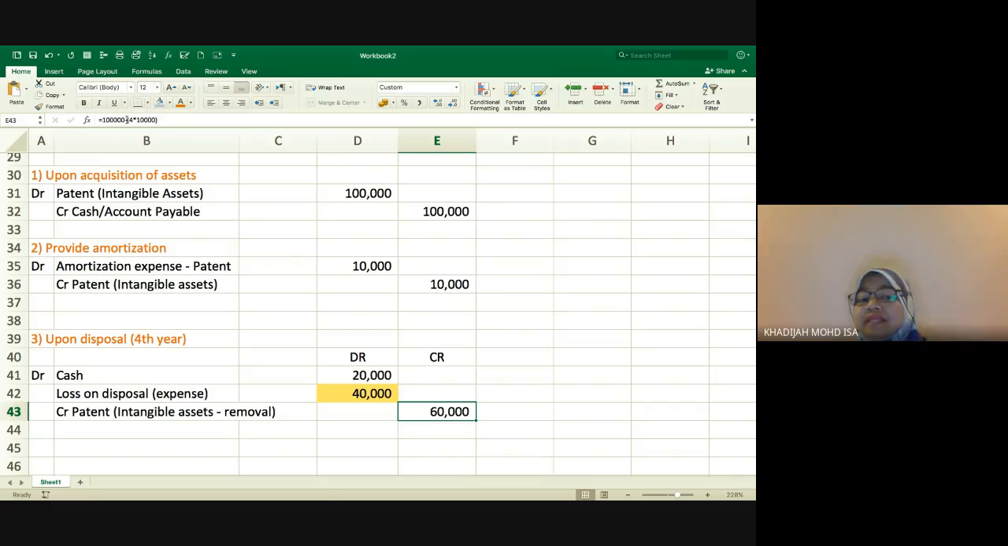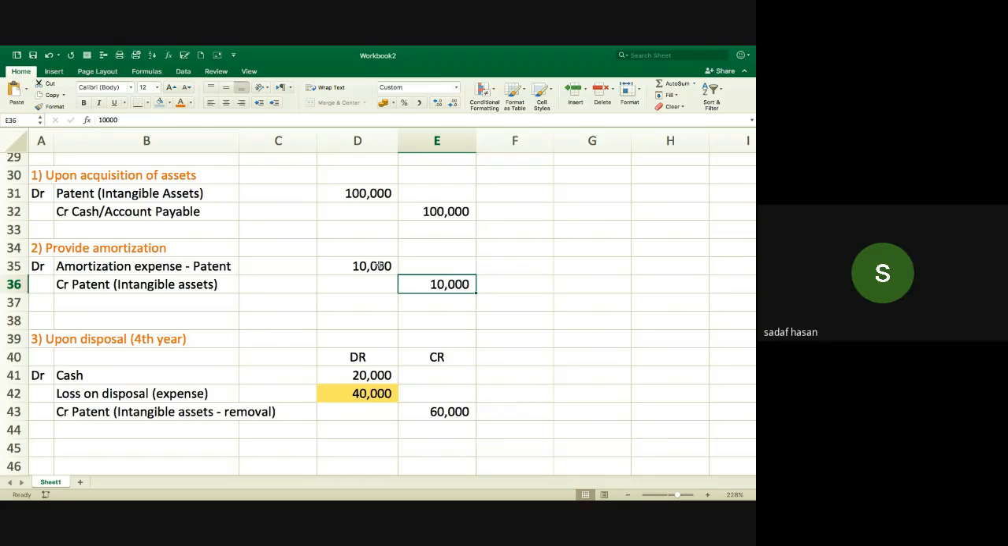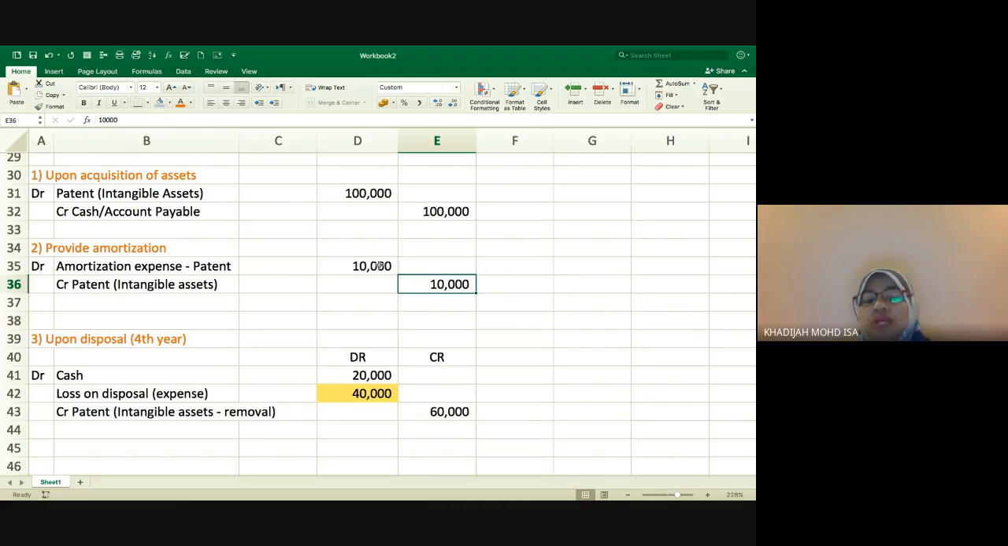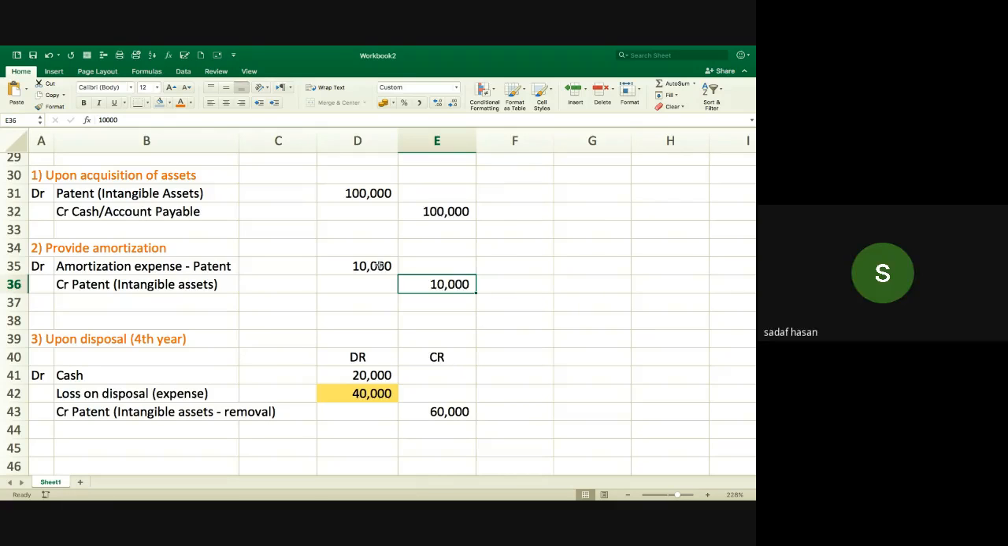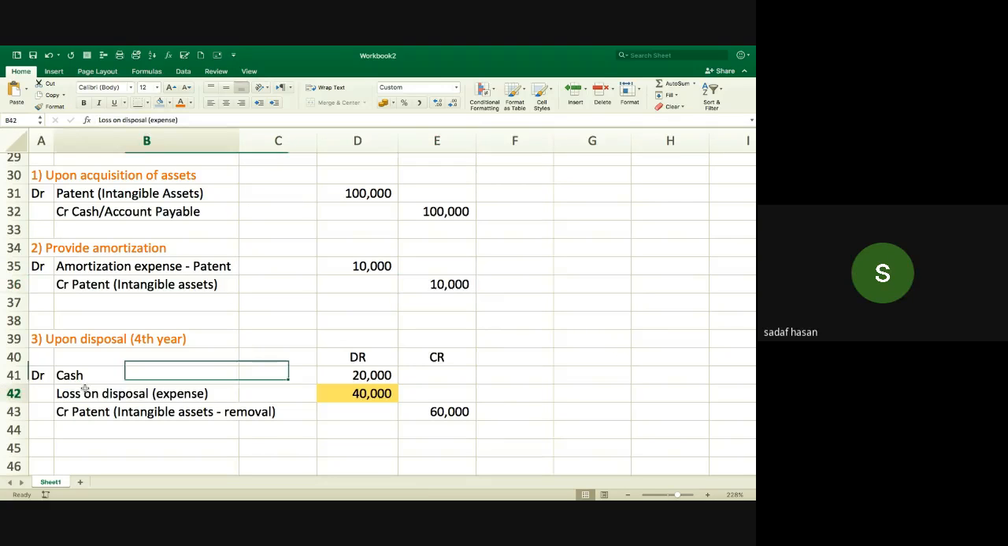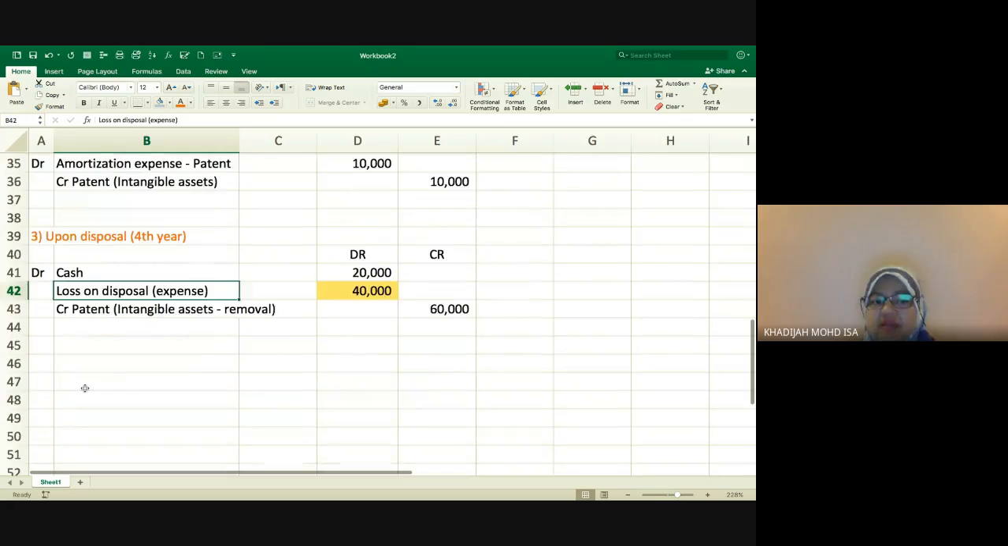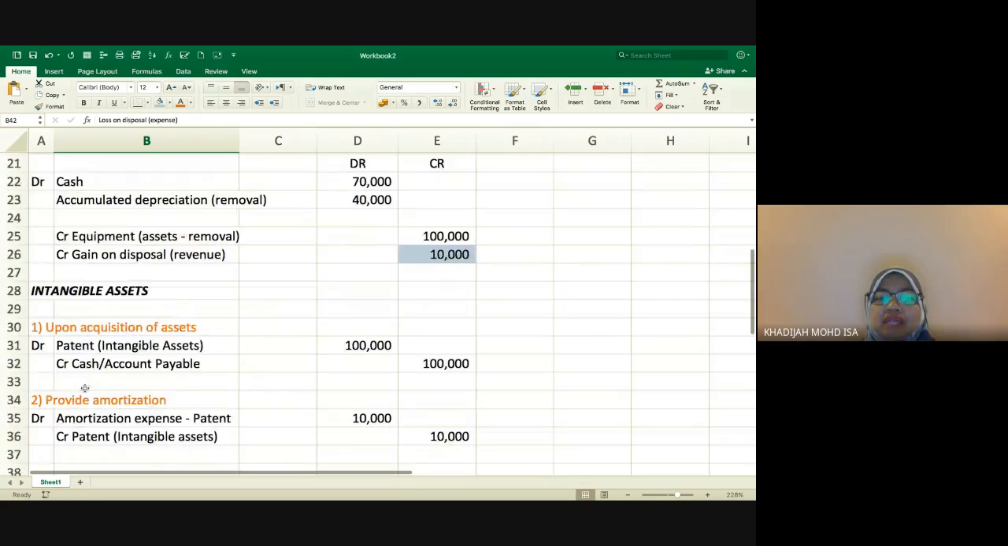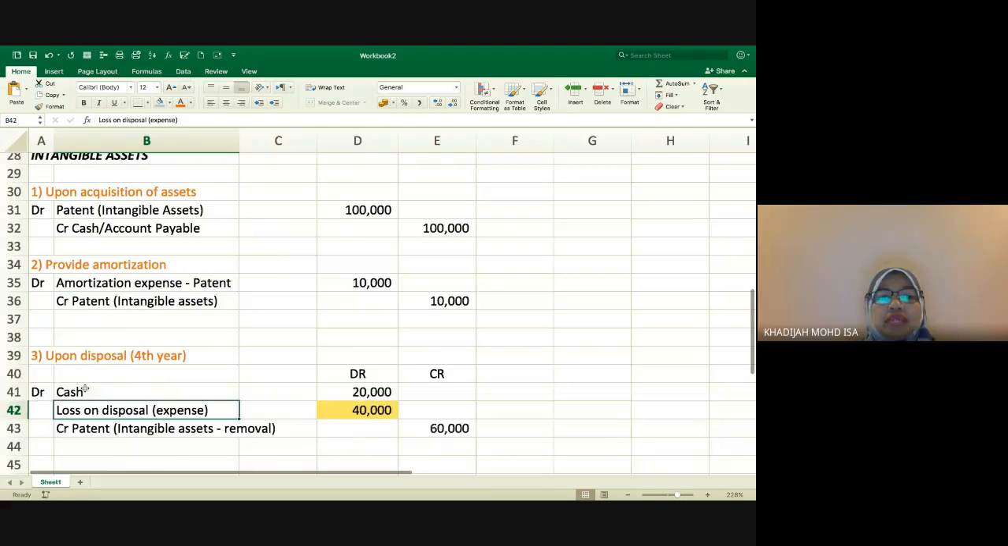So you credit your intangible asset, but in this case, it has to be the net value of the intangible asset. Remember that over the years, you credit your patent. Initially your patent is 100,000, then you credit your patent 10,000 each year. When you credit, it reduces the value of the intangible asset. So in the year of disposal, the value of the patent is only 60,000 rather than 100,000. Because of that, you have a loss on the disposal. When you have a loss, it's a debit balance, because it's an expense. Similarly, if you have a gain, I won't show that now. So that is on the intangible asset.